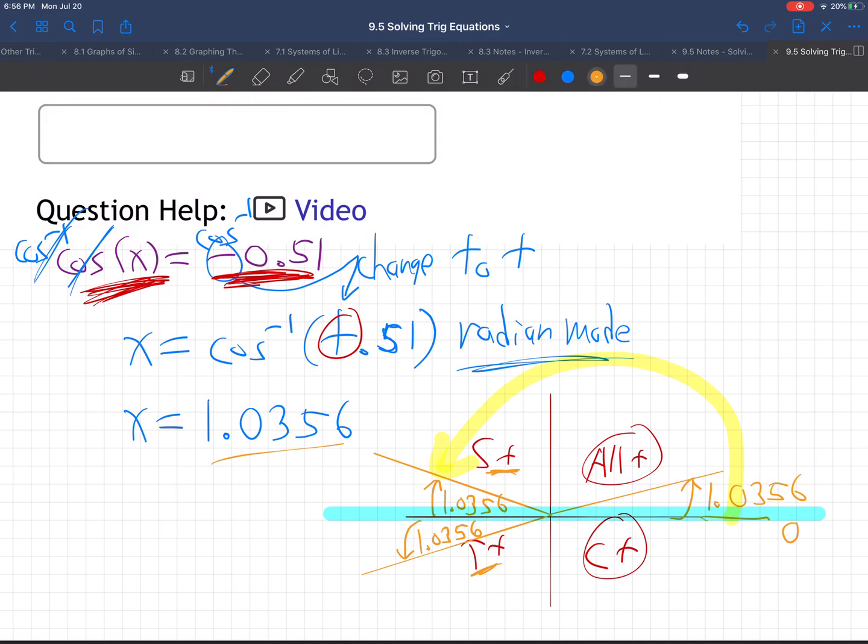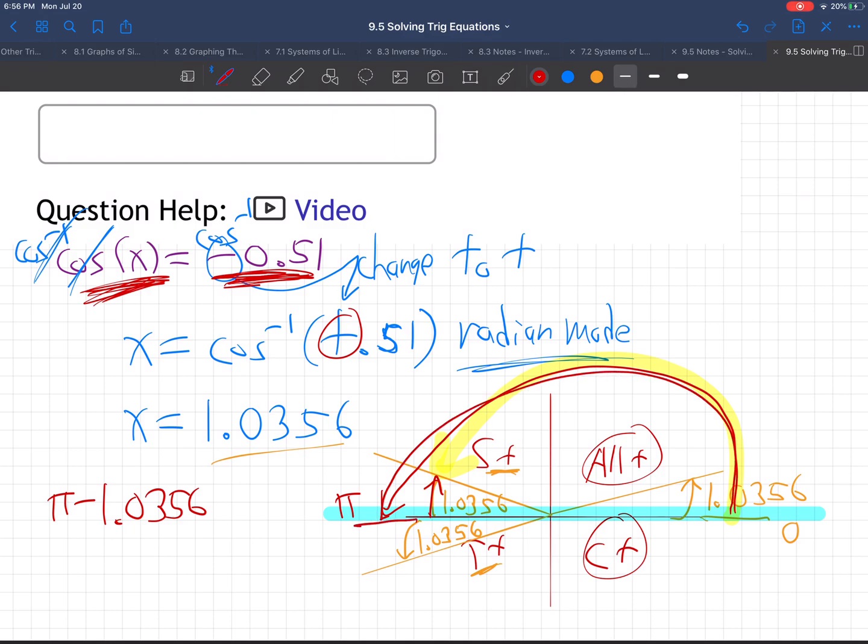Well, can you tell that to get that, you're going to need to go all the way to pi, which is 180, and then back up 1.0356. So in other words, pi minus 1.0356. That'll tell you how far that highlighted yellow angle is, right? It's all the way to pi, right? This is pi, back up 1.0356. That's how far the yellow line is. So that'll be our second quadrant answer.